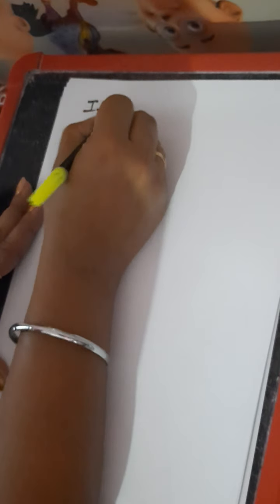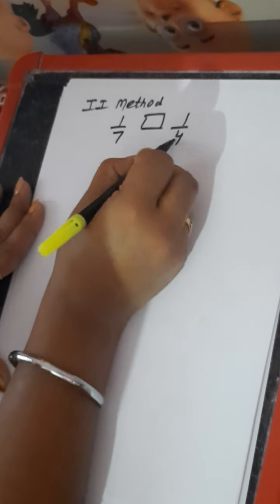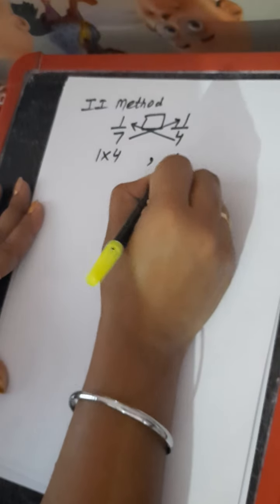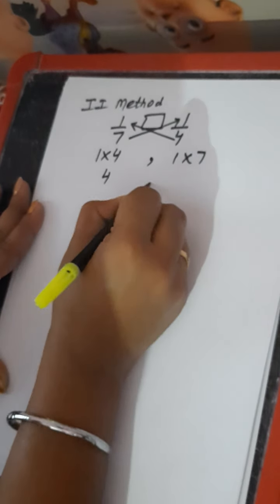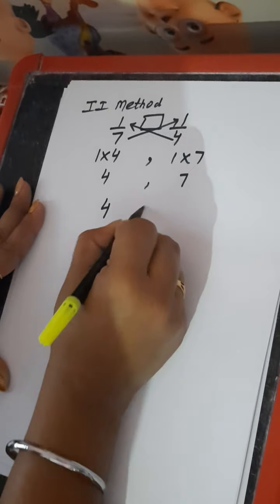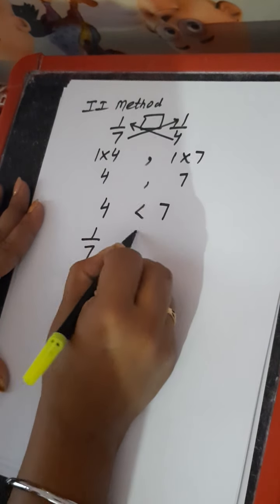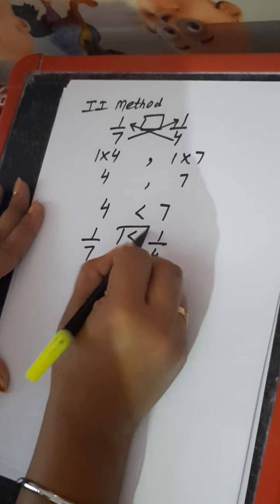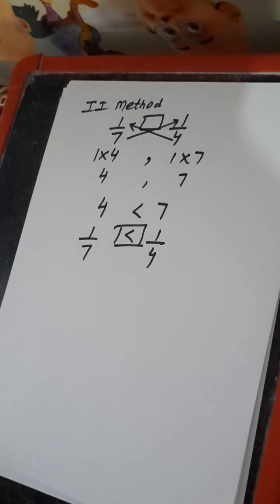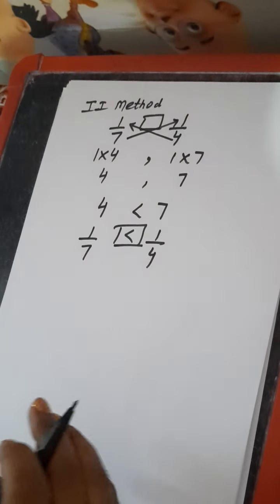Another method to compare is the cross product. In this you just multiply 1 into 4 and 1 into 7. You will get 4 and 7. Here 4 is lesser than 7, so we can say that 1 upon 7 is lesser than 1 upon 4. So it's up to you. Whatever method is convenient to you, you can opt for that method to compare the fractions.